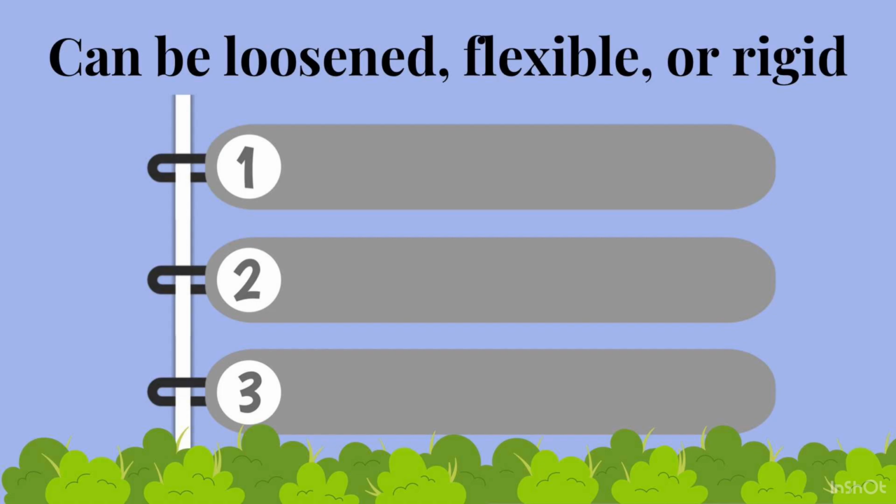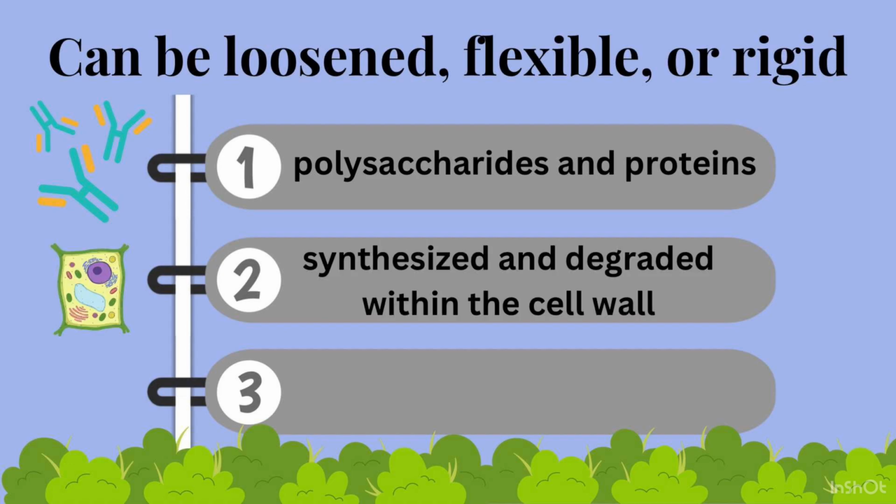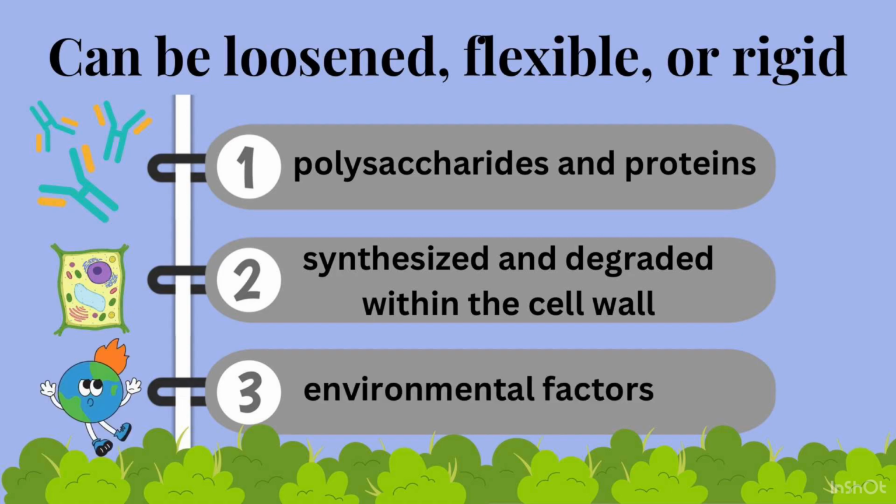The reason this is correct is because there are polysaccharides and proteins that are constantly being synthesized and degraded within the cell wall, and this causes the plant cell wall to change its consistency. The cell wall can also be loosened or changed because of environmental factors, such as temperature, water availability, and other stressors. For example, when a plant experiences drought, the plant cell wall will become much stiffer, which helps to reduce water loss from the cell.